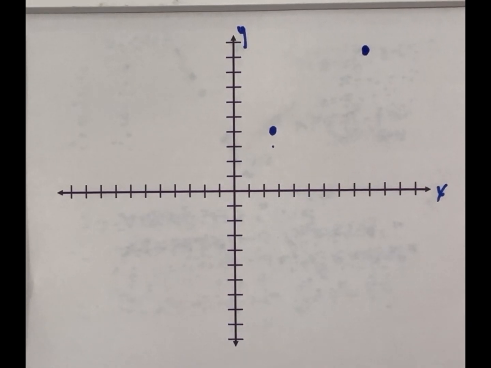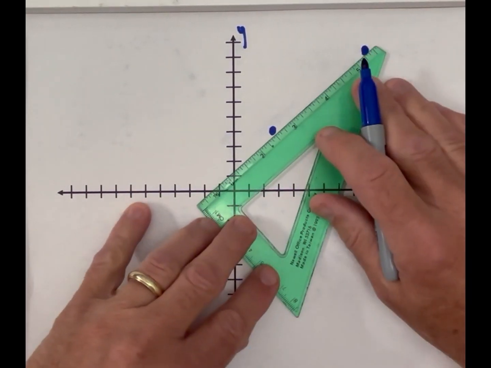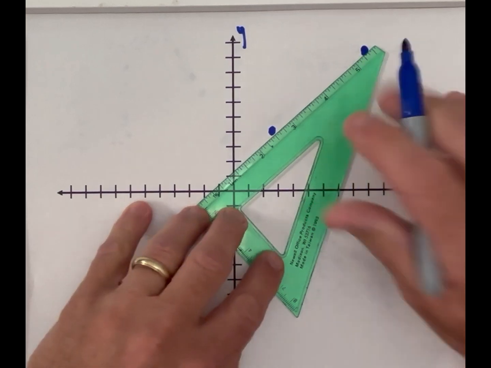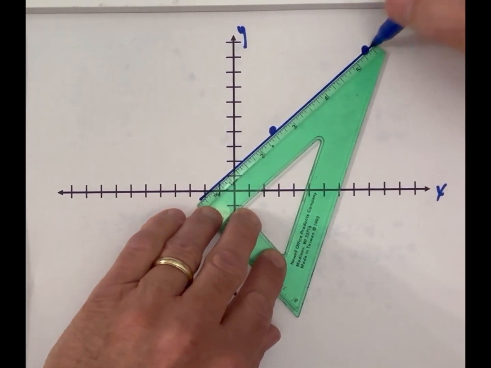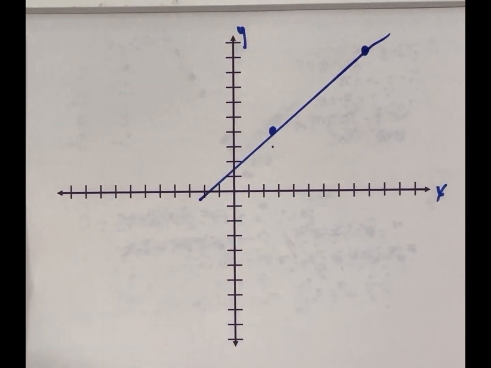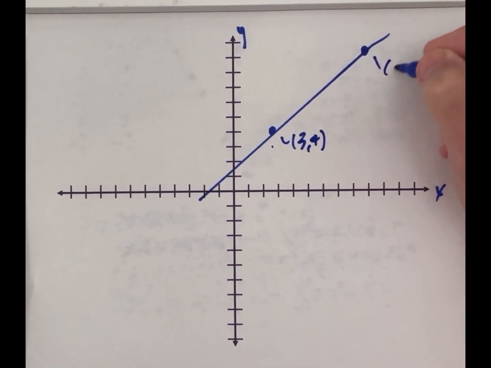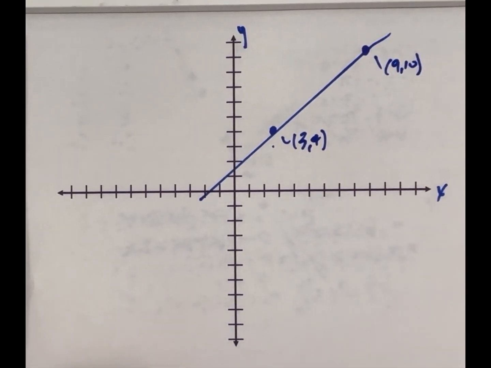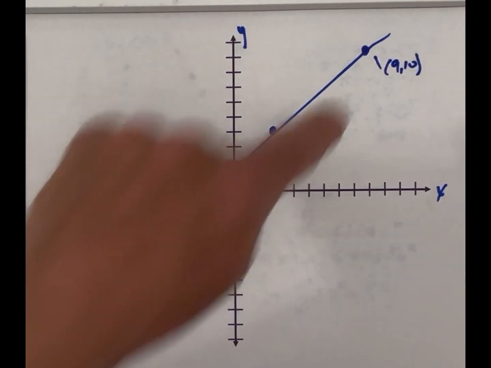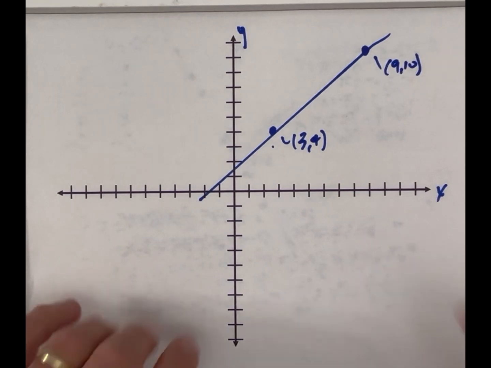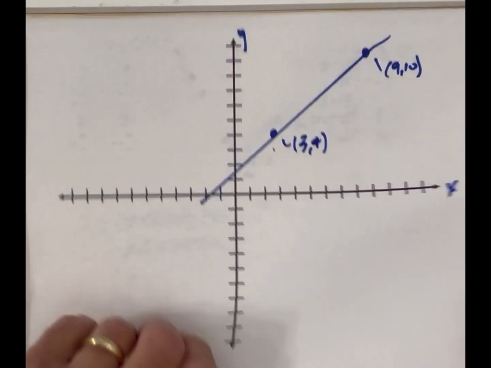Let's get our straight edge and draw it through there. It's going to go something like this. And so this is going to be our point (3, 4) and our point (9, 10). So that's what we know so far, just by drawing a line through it. That's the line we're going to get. Now let's try to find the equation of that line.